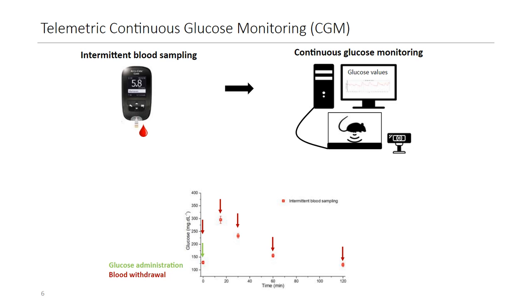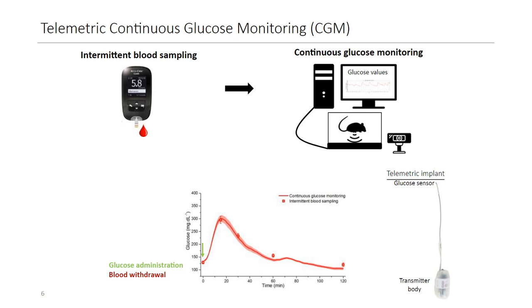However, we decided to opt for continuous glucose monitoring, which means that we can have a value for every 10 seconds. So how does this work? You can implant a glucose transmitter in the mouse. This will measure the blood glucose and send the signal to the receiver. The receiver will go through the matrix and to the computer. And then after calibration, you get glucose values for every 10 seconds on your computer screen.